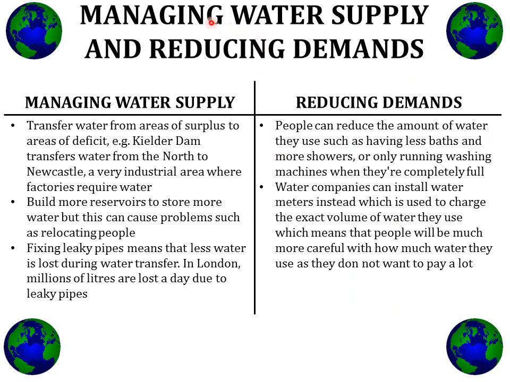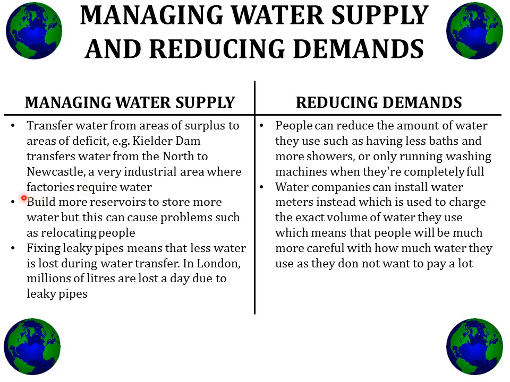Managing water supply and reducing demands. Managing the water supply. An example of this would be transferring water from areas of surplus to areas of deficit. For example, the Kielder Dam transfers water from the north of England to Newcastle, which is a very industrial area where factories require water.